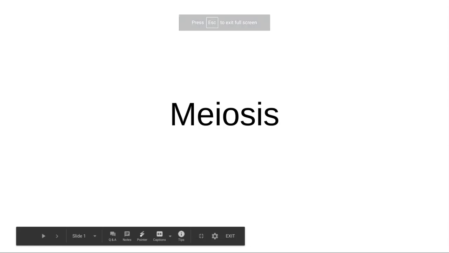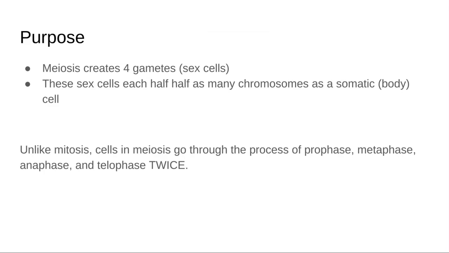All right, so today I'm going to be teaching you about the process of meiosis. So meiosis is basically a form of cell division that creates four gametes, which are sex cells like sperm and egg cells. Now, these sex cells each have half as many chromosomes as a somatic body cell, all right?